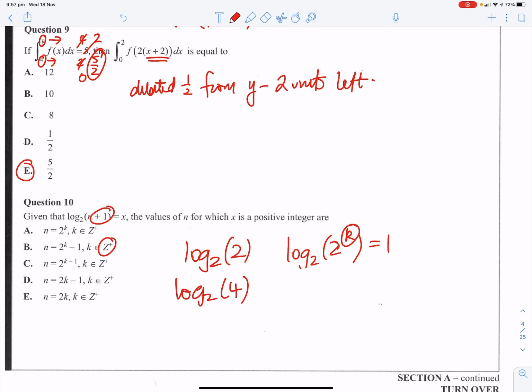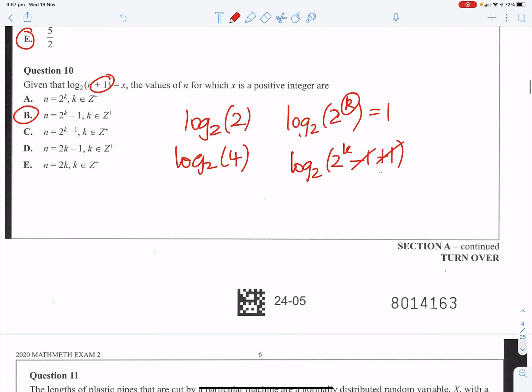But we've got that plus 1. We're going to have log 2 of 2 to the k minus 1 plus 1. So they cancel out. We need to get rid of the 1. So we've got to put 2 to the k minus 1, and the plus 1 will cancel each other out.